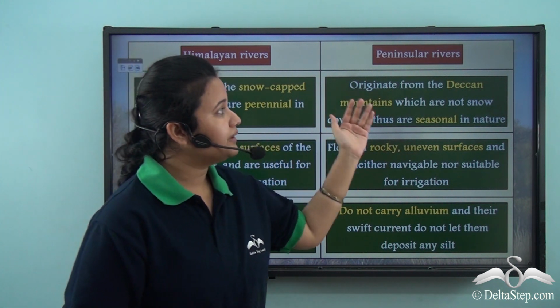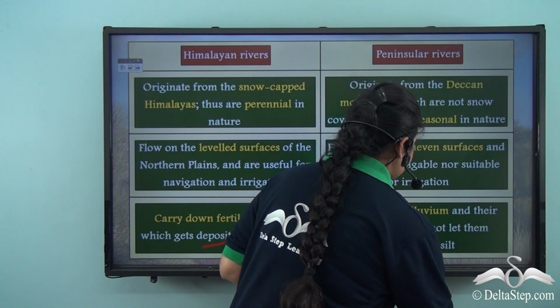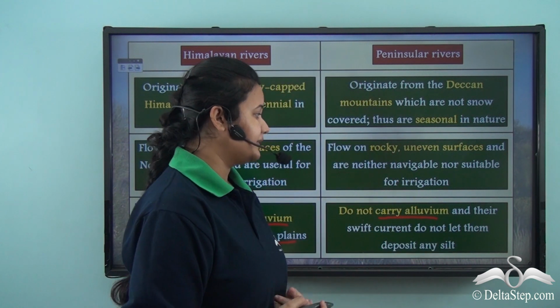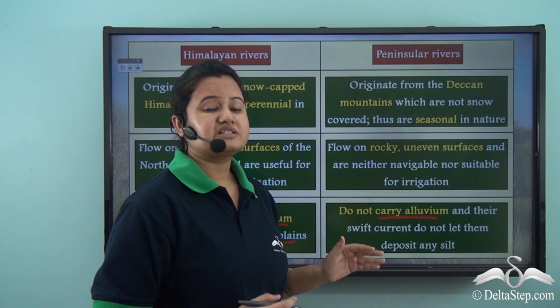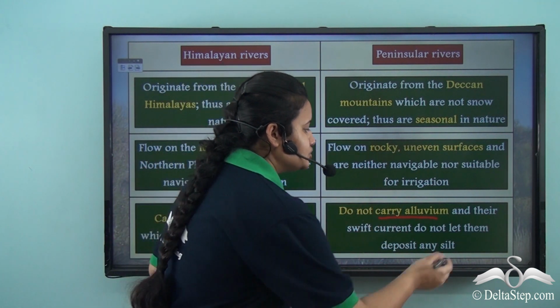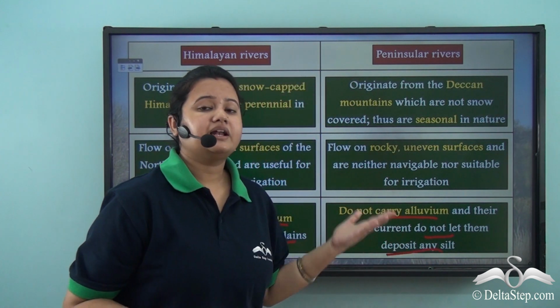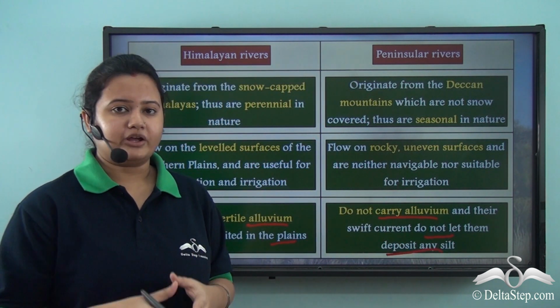Now, coming to peninsular rivers. Peninsular rivers do not carry huge amount of silt and alluvium because these rivers are swift flowing rivers. So, their swift current does not let them deposit any silt and they quickly drain into the Bay of Bengal.